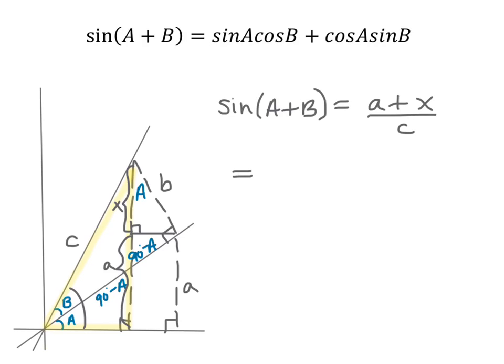Next, let's do a separation strategy. We can separate this as A over C plus X over C. Since both of these are being divided by C, this is like a common denominator strategy, reverse common denominators, where you split them up over the same denominator.